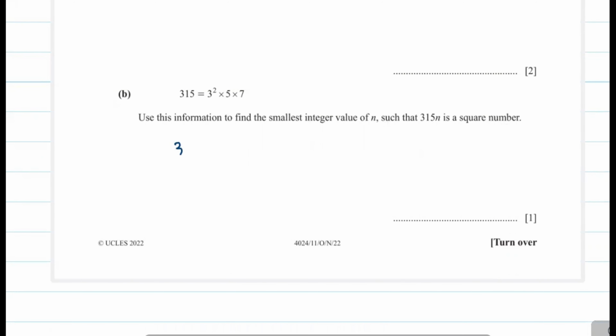Now we can write it as 315n, that is 3 square multiplied by 5 multiplied by 7. Now which number do you multiply this by to make a square? You see here 3 square is already in square form, but 5 power 1 is not in square form. If you multiply it by 5, the 5 becomes square, and 7 is also not in square form. You also multiply it by 7, therefore that value becomes square form too.